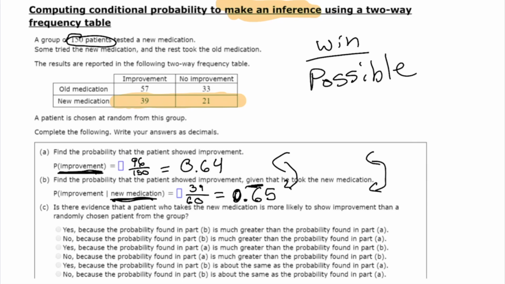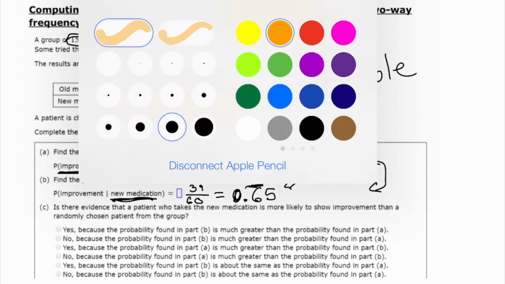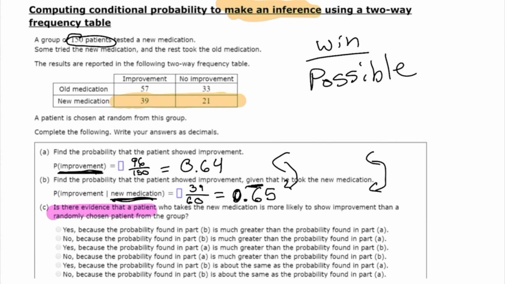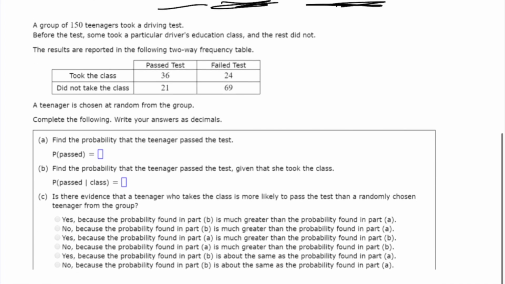Is there evidence that a patient who takes the new medication is more likely to show improvement than a randomly chosen patient from the group? It's basically asking us to compare our first two problems. Now, personally, I would say no, because the probability found in part B was about the same as the probability in part A. So I wouldn't say that the new medication is more likely to show improvement. Let's go on to the next one.